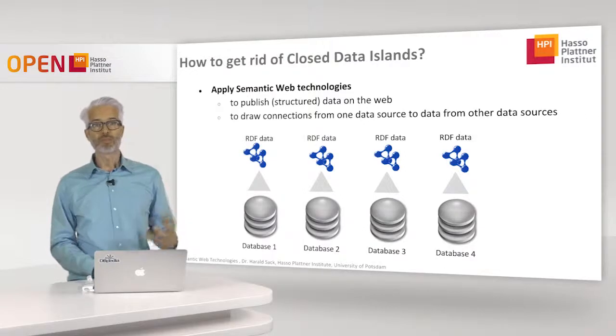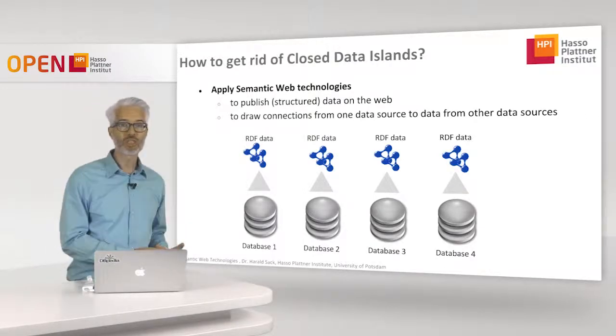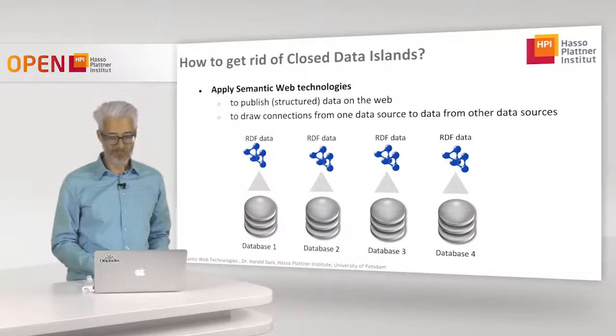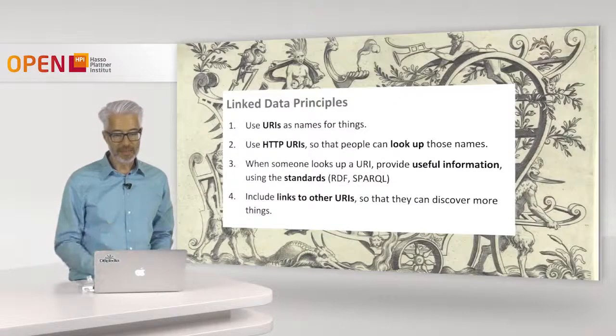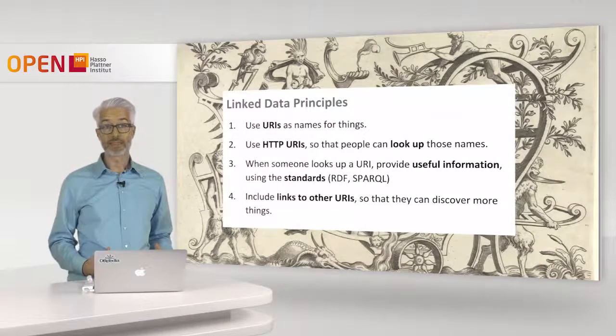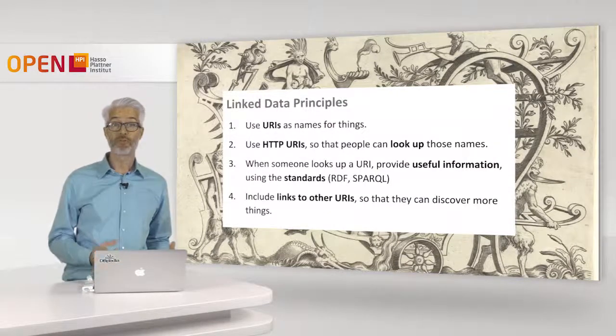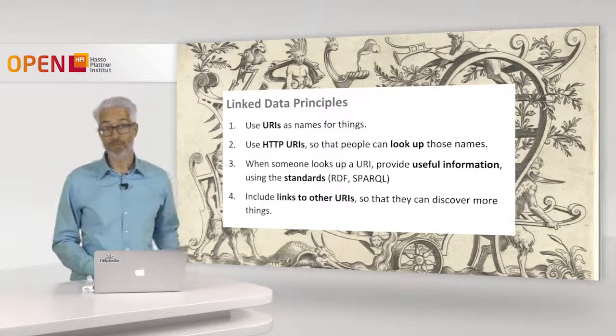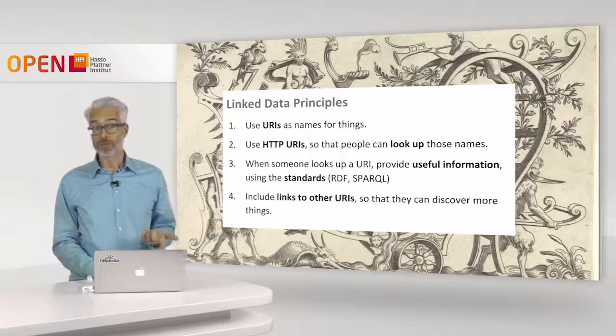So what we want to do is, of course, publish data on the web with the help of semantic technologies. And this, in the end, is called linked data. To publish your data as linked data, you have to follow 4 simple principles that we want to talk about. First of all, we know that you use URIs if you name something.